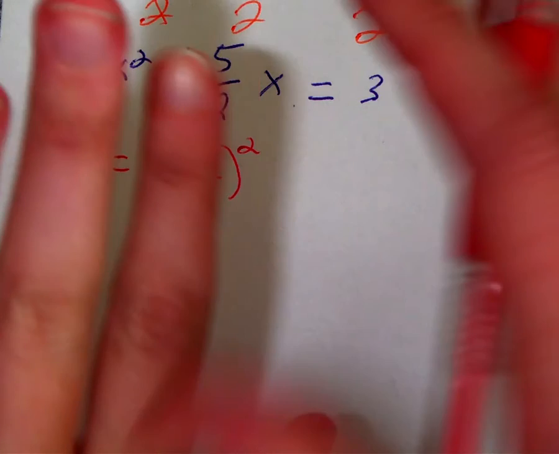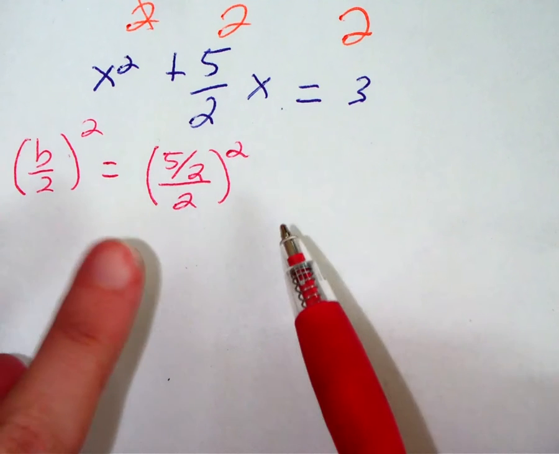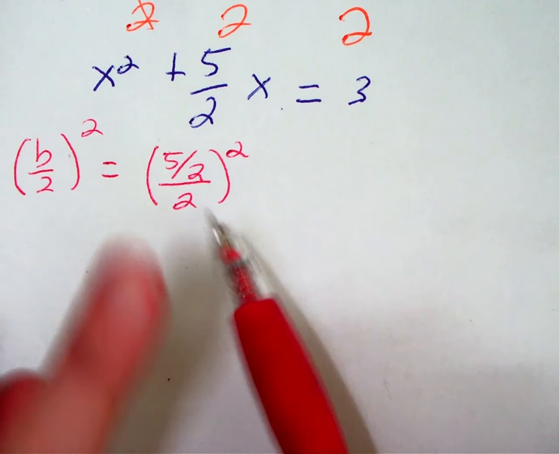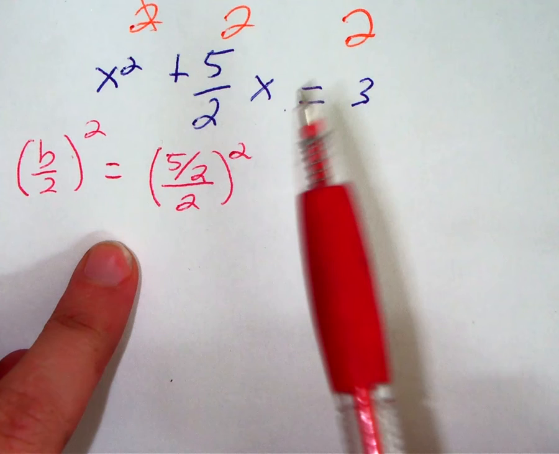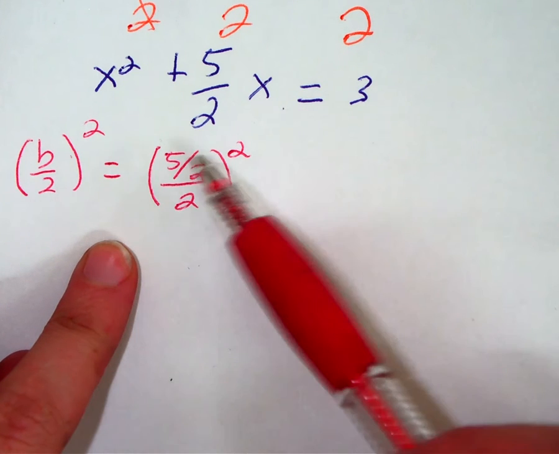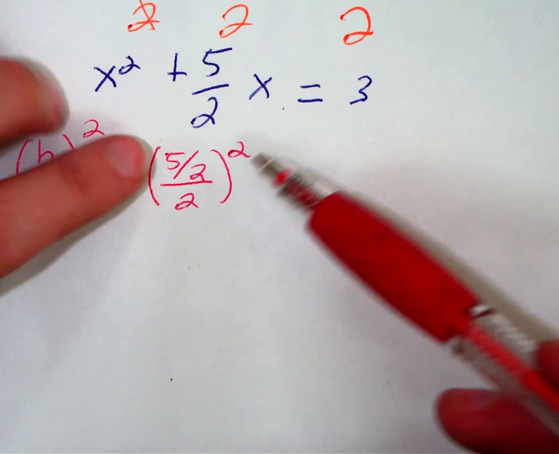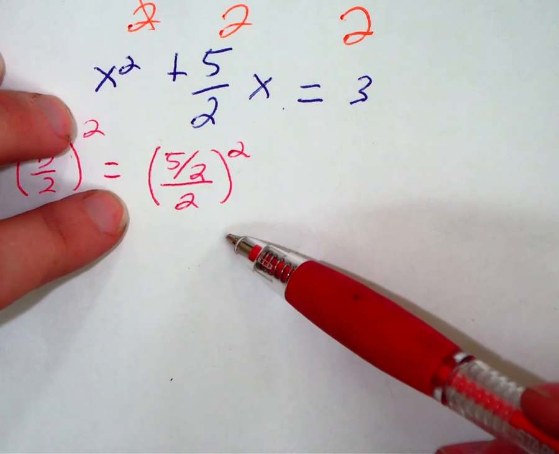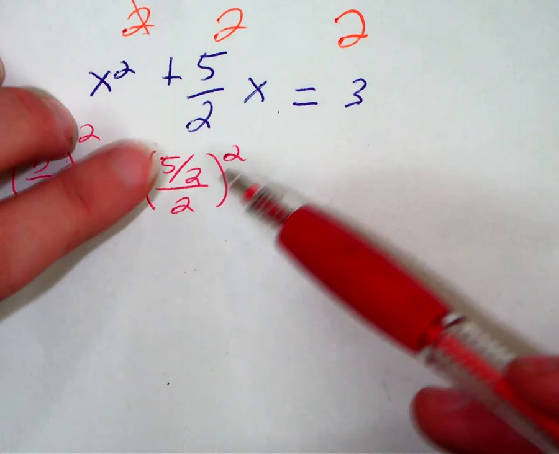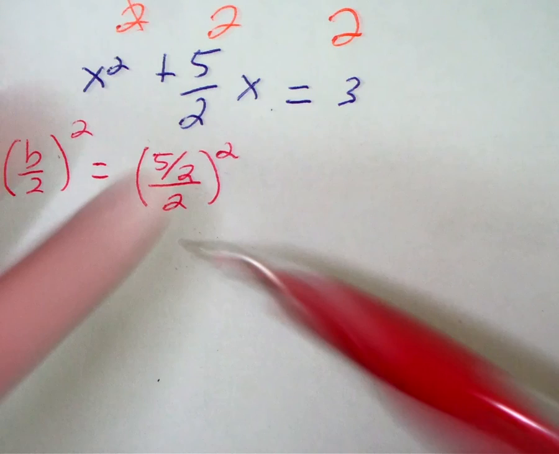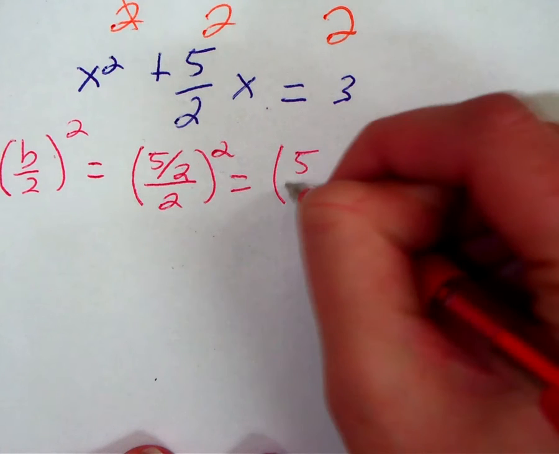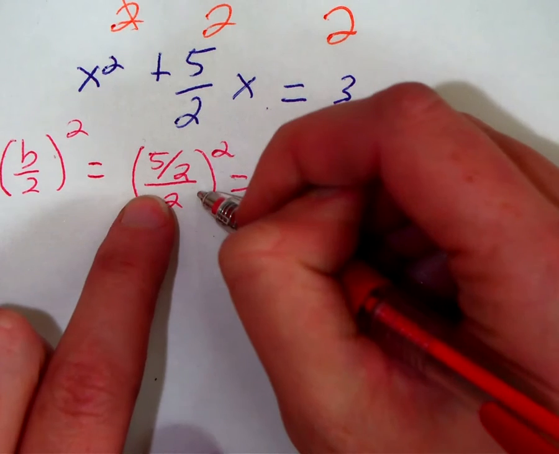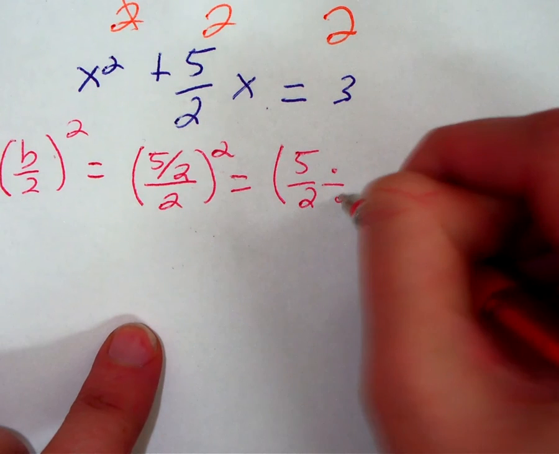Well, guess what, you guys? It's going to be okay. I'm going to rewrite this in a way that probably will make more sense to you. Okay, so remember, a fraction simply means to divide. So this is like 5 divided by 2. So 5 halves over 2 means 5 halves divided by 2. So I'm going to rewrite it with the division symbol. So this is like 5 over 2 divided by 2.